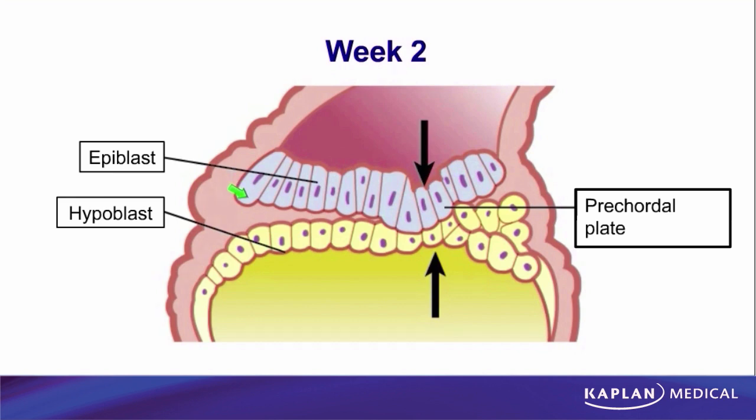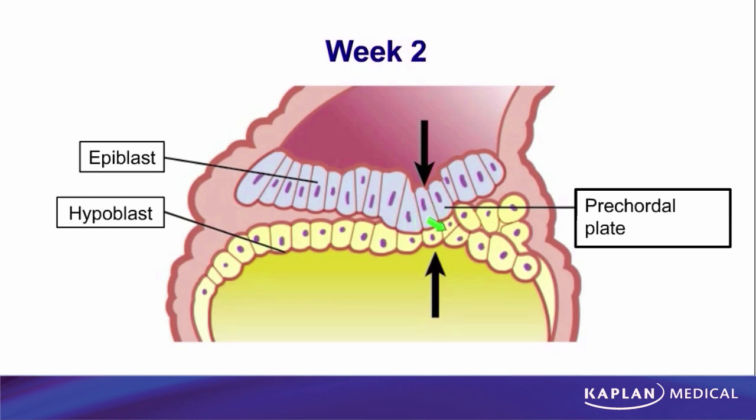So that's what occurs in the second week of development in the embryo. The inner cell mass differentiates into a two-layered embryo, an epiblast and a hypoblast. And those two layers are fused together in one place, and that's called the procaudal plate.